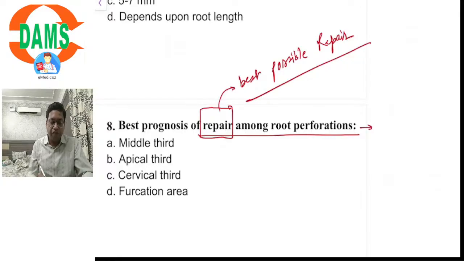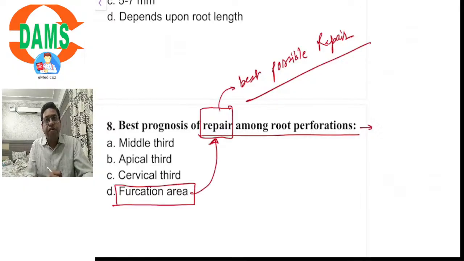So it would be for what type of furcation? Furcation area perforations. Best prognosis of repair. And otherwise, best prognosis would be which type of perforation? Apical one-third. See, apical one-third perforation, if we attempt to repair, it is a very difficult area to reach, isn't it? The tooth root is surrounded by bone all over. So it is very, very difficult. We have to expose the tooth root surgically and then attempt repair. Here, the repair is easier. Best possible repair is for the furcation area.